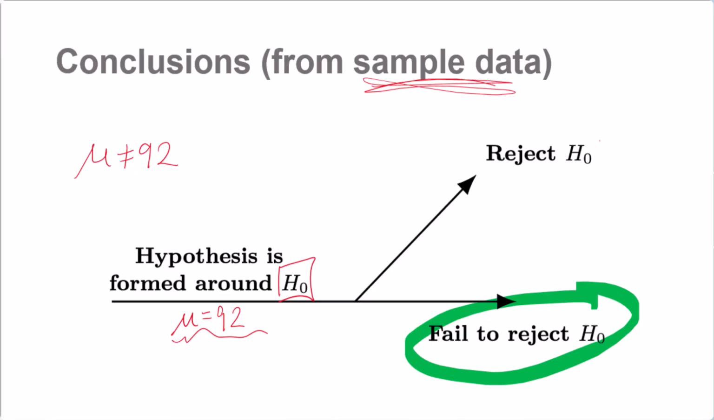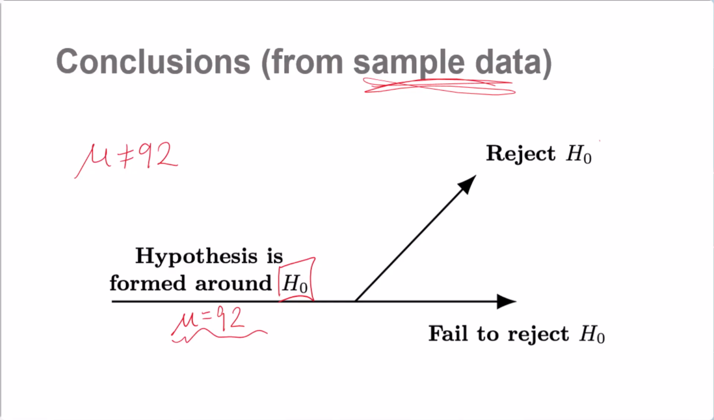Notice that we're failing to reject it. We're not saying the null hypothesis is true. We're just saying that essentially the sample data wasn't different enough to conclude the null hypothesis was false. So every hypothesis test is going to have a conclusion something like this. Depending upon what we see in the sample data, we're either going to reject the null or we're going to fail to reject the null.